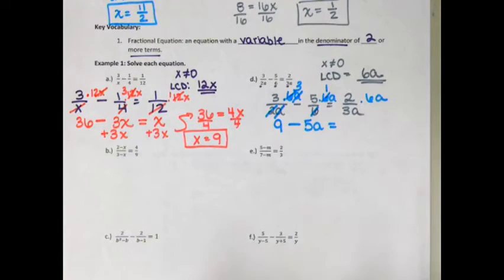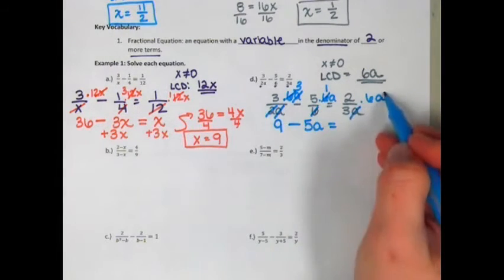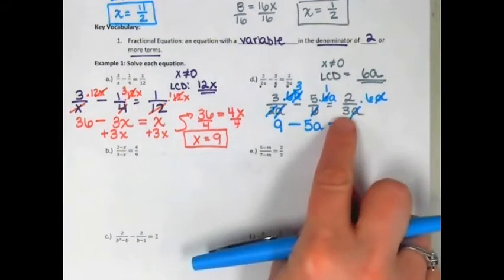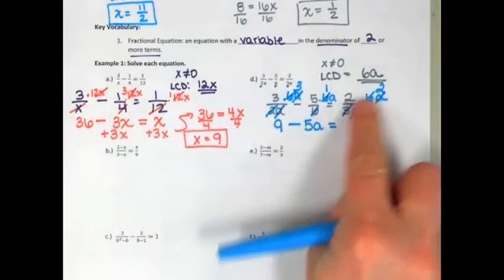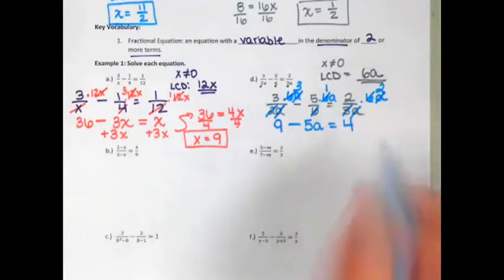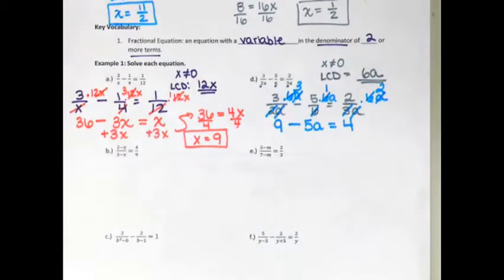What happens to those A's? They cancel. And what about 6 over 3? 2. So then what's 2 times 2? Hey guys, we have no fractions. Can we solve? Yeah. How do I move the 9 over?